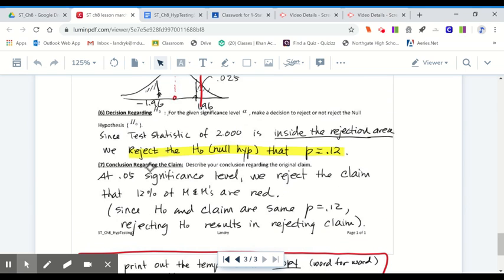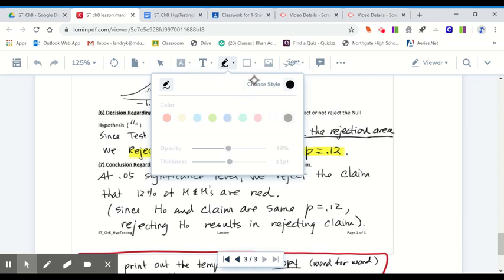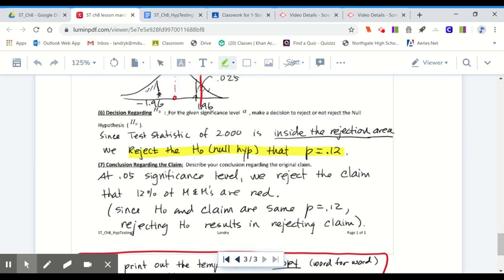But what is our conclusion about the claim then? Since the claim and the null hypothesis are still the same, if we reject the null hypothesis, then we also reject the claim. So at 0.05 significance level, we reject the claim. And let me see if I can highlight that. Okay, so we reject the claim that 12% of M&Ms are red. Okay, we reject the null and reject the claim.